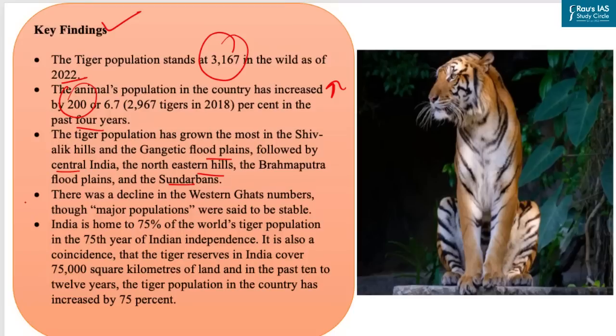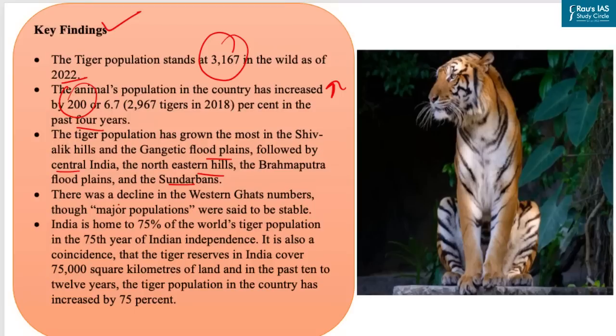So if there is any statement that tiger population has grown the most in the Brahmaputra floodplains, then that statement is incorrect, because the tiger population has grown the most in the Shivalik Hills, then Gangetic floodplains, followed by Central India, Northeastern Hills, and then Brahmaputra floodplains.